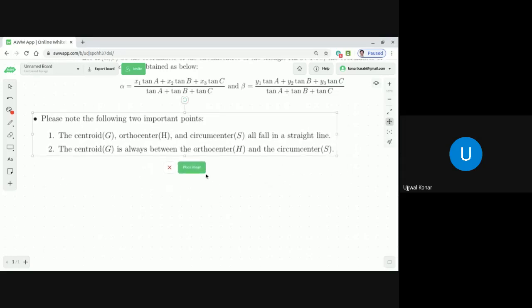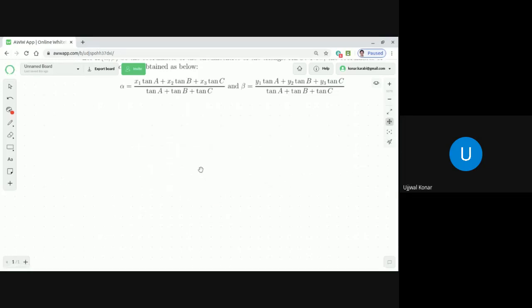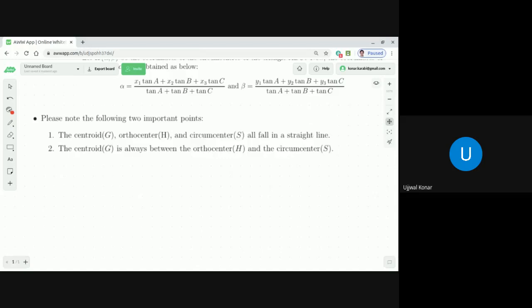Okay, the first point I'm saying, dear students, is that the centroid G, the orthocenter H, and the circumcenter S all fall in a straight line. And the second point is that the centroid G is always between the orthocenter and circumcenter.